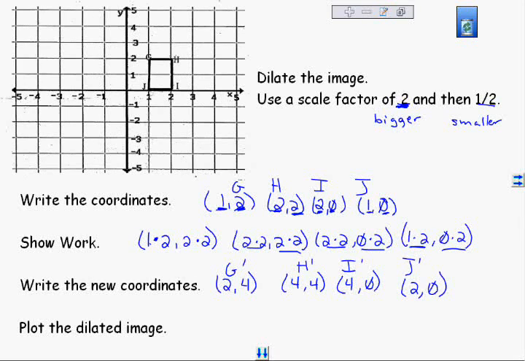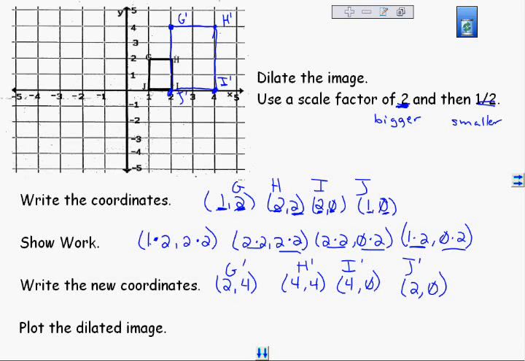Now we're going to plot the dilated image. 2, 4. That's my new G. 4, 4 is my new H. 4, 0 is my new I. 2, 0 is my new J. And since it's a figure, you do connect the dots. So you just dilated this image larger.